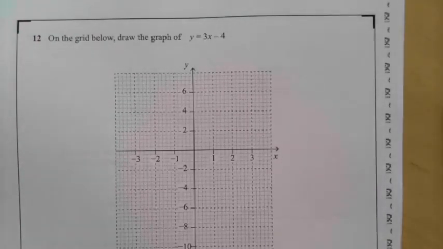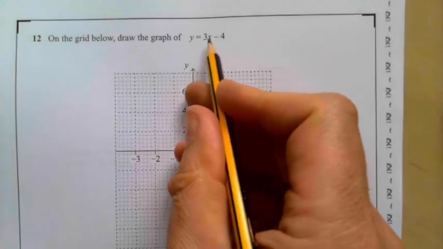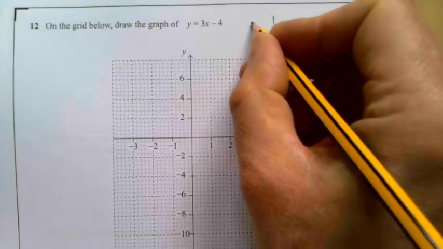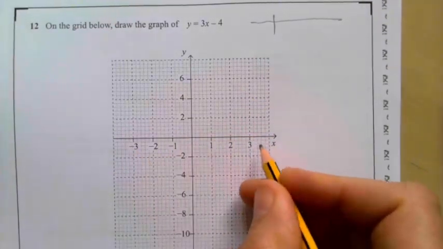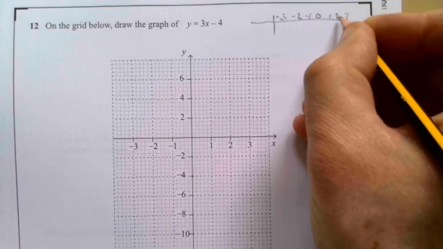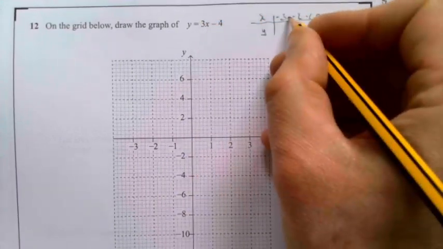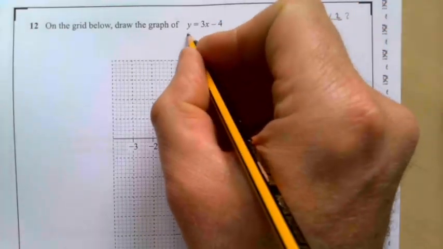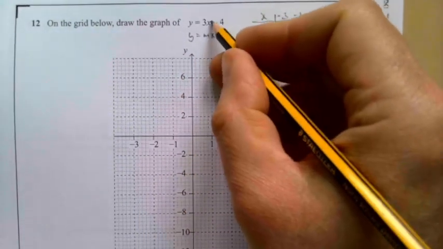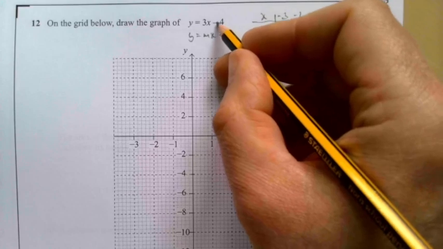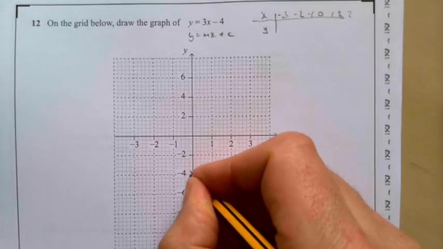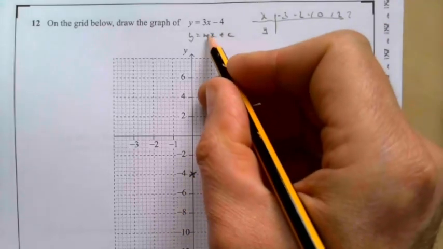Question 12. On the grid below, draw the graph of y equals 3x minus 4. Two classic ways of doing this. We could substitute in the numbers, anything between minus 3 and 3. So if you wanted minus 3, minus 2, minus 1, 0, 1, 2, 3, or even just a couple of those, substitute those in. But the way I'm going to do it is y equals mx plus c. And the c here is my y-intercept. So I know it crosses in at minus 4. And then every time I go across one, I go up 3.